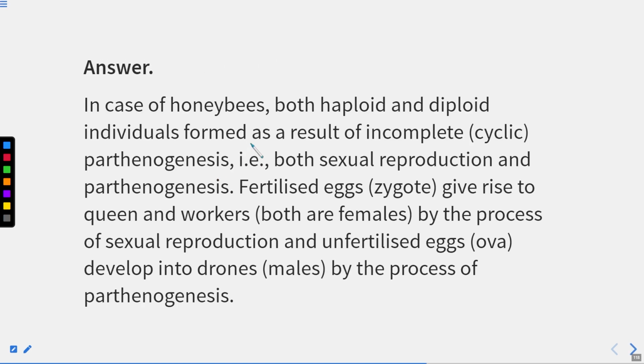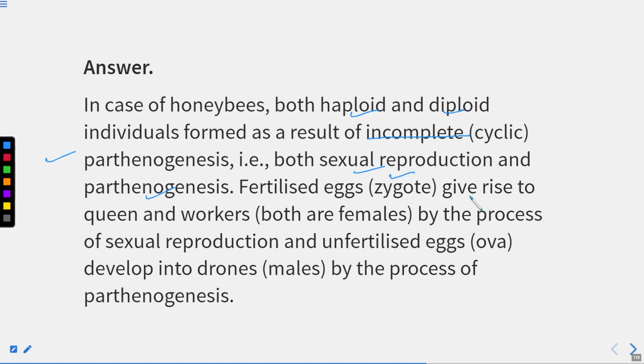So what happens in case of honeybees? Both haploid and diploid individuals are formed as a result of incomplete parthenogenesis. You have to remember this term, incomplete parthenogenesis, which takes place in honeybees, which means that both sexual reproduction and parthenogenesis are taking place. The fertilized egg forms the zygote.